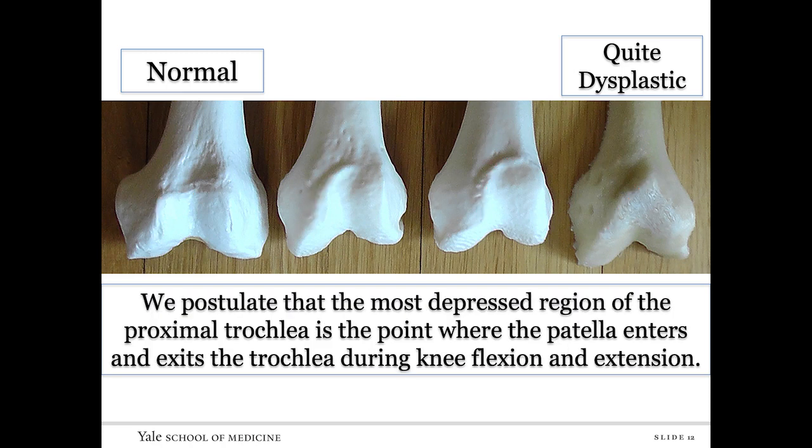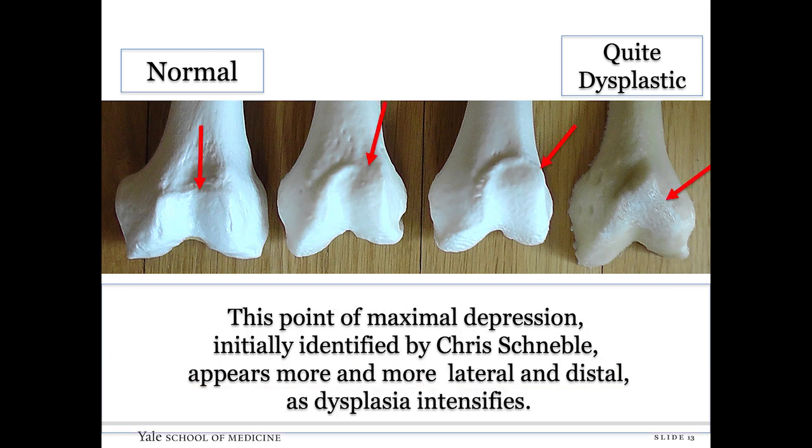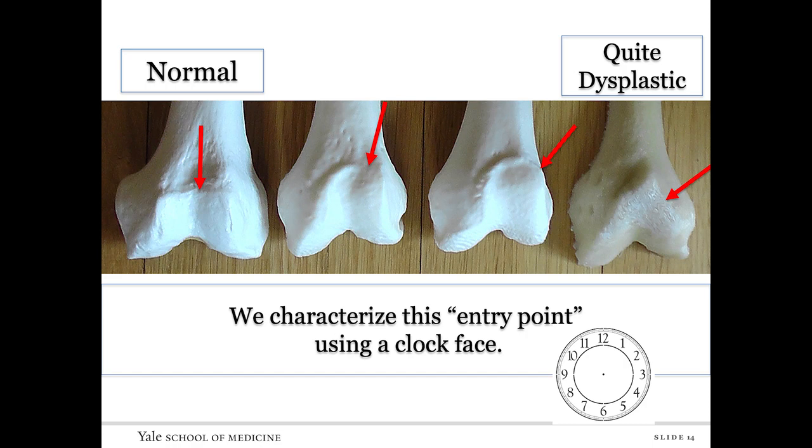The study group postulates that the most depressed portion of the proximal trochlea is the point where the patella enters and exits during flexion and extension. It can be easily palpated on 3D models. It's identified with the red arrow. It's more difficult to identify in a photograph. We use a clock face to relate the entry point to the center of the trochlea.